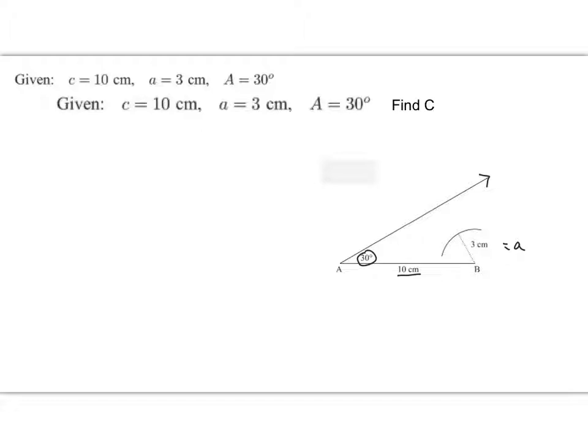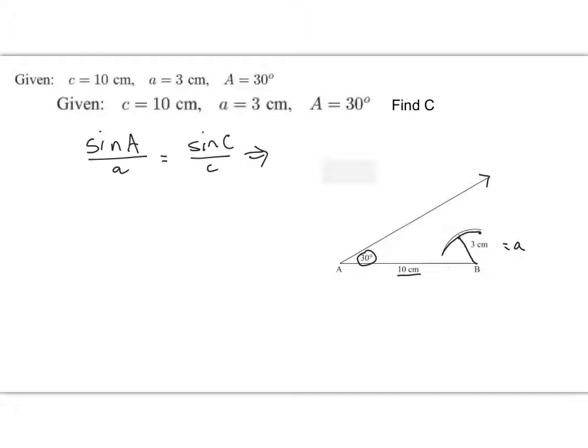Here's side B. Here's my arc with a radius of 3 centimeters, and you'll notice that it doesn't get to side B. And spoiler alert, that's going to mean that you don't have any triangles. But let's check to see what happens when you try to calculate it, because you're not always going to have a diagram to work from.